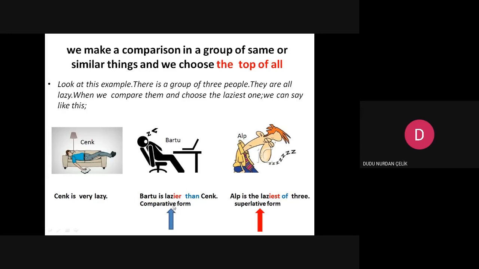And this is comparative form. But when we compare I with these two, we compare three of them, and this is superlative then, and we say I is the laziest of three. Superlative form.